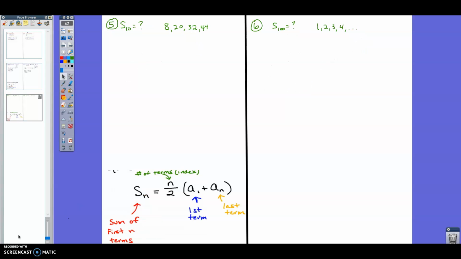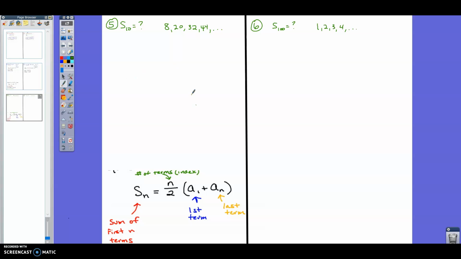Okay, so on 5 and 6, we are being asked to find the sum of the first however many terms. So the subscript number tells you, so the first one is S10. We're adding the first 10 terms together. So we're going to be using this formula down here. So Sn just means the sum of the first n terms is equal to n, which is the number of terms, divided by 2, times the first term plus An, which is our last term, in this case the 10th term. So this is going to be kind of a two-parter because we do need some extra information.